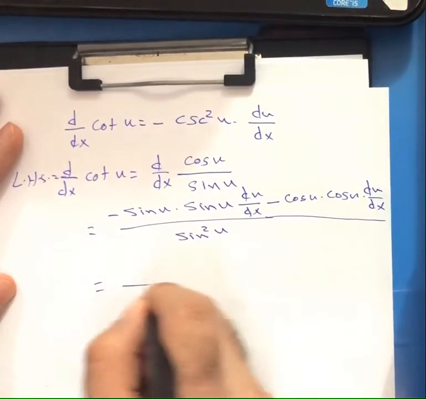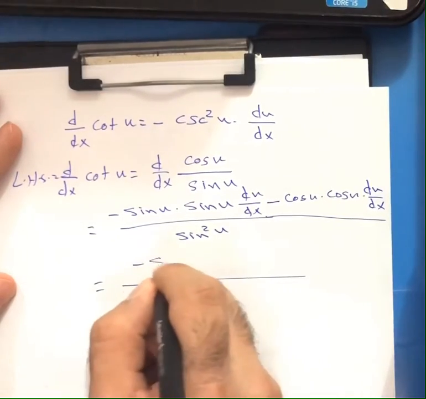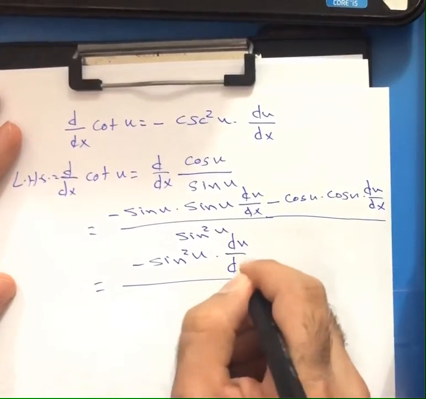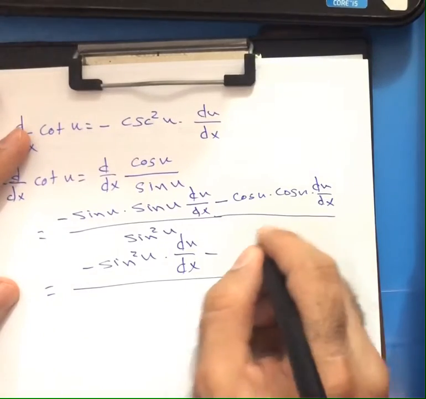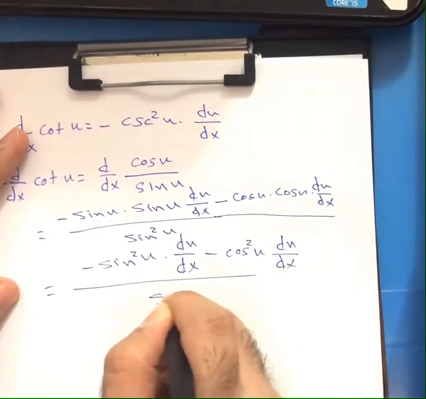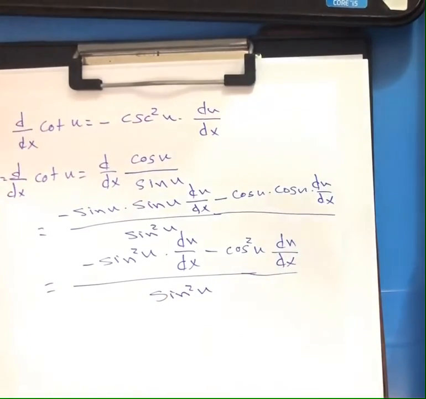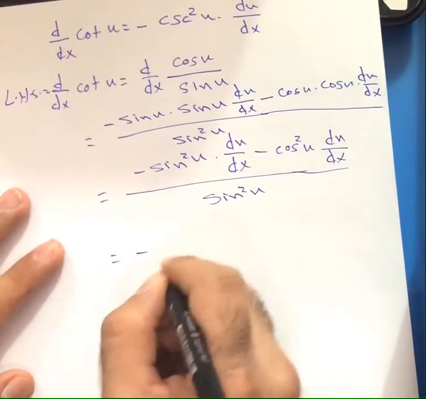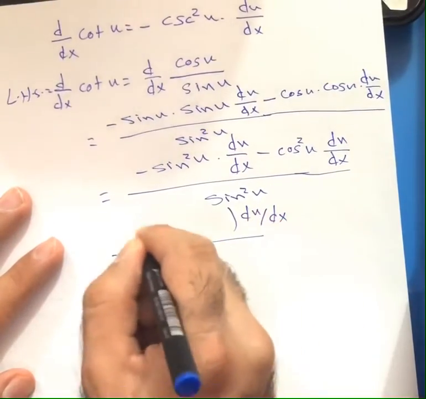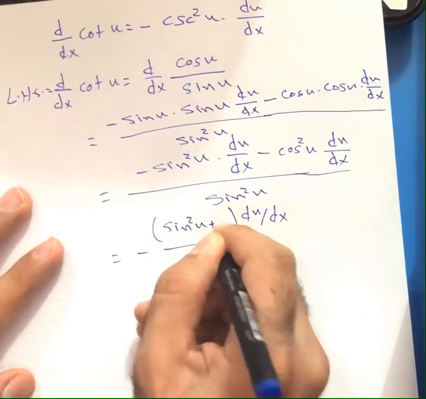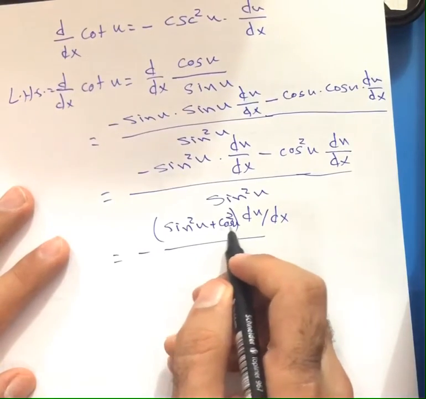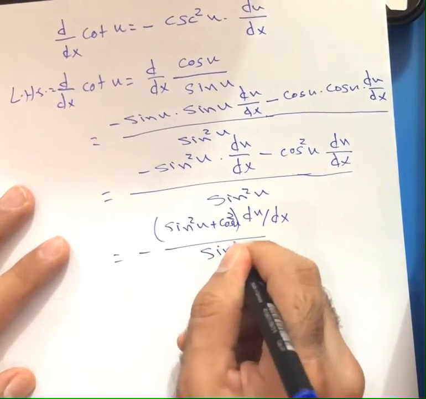After that, we can write this expression like this: minus sine square u, sine u multiplied by sine u, du by dx, minus cosine u multiplied by cosine u, can be written like this, divided by sine square u. Now I will take minus and du by dx as a common factor, so that this will be sine square u plus cosine square u, I hope that this is clear, divided by sine square u.